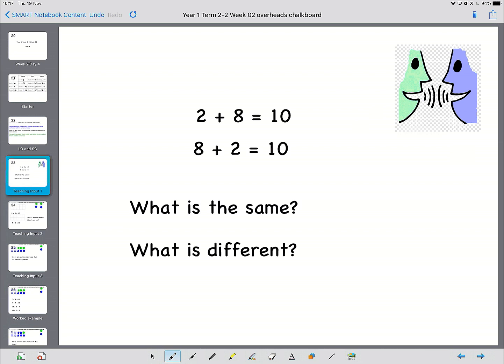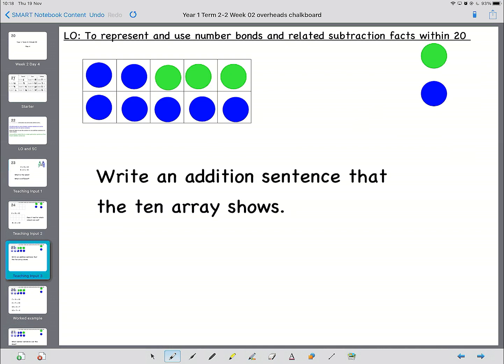And that is essentially what the commutative law is. It's about using the same three numbers and changing the order to make a different sum that has the same value or uses the same numbers. Okay, so have a go at writing all the different addition sentences you can think of that this 10 array shows.